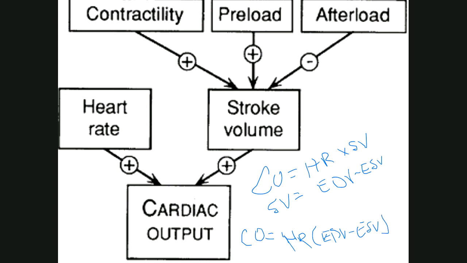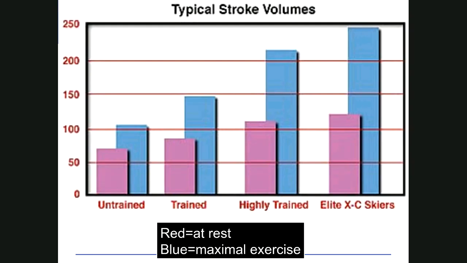That shows us everything that we can change to change cardiac output. So the real and true equation for cardiac output is heart rate times EDV minus ESV. So look at this equation. If I want this number to go up, I can make that number go up, that number go up, or that number go down. Does it make sense?